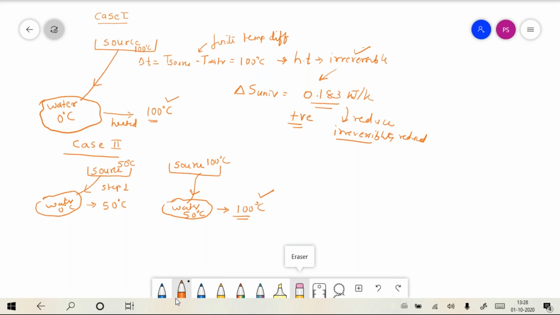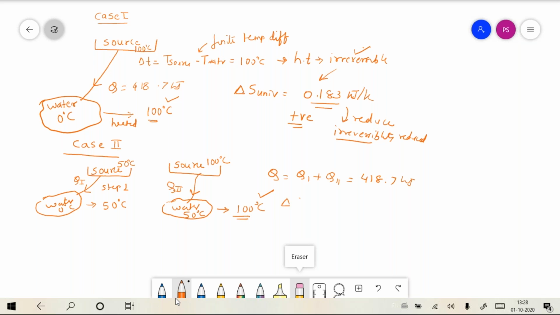And in both the cases, please note, the value of the heat transfer would be the same. If you calculate, you will find that the total heat transfer is 418.7 kilojoules. This is Q1 and this is Q2. So in this case also, Q1 plus Q2 remains the same, that is 418.7. What changes is the irreversibility, with the delta T changes, right?